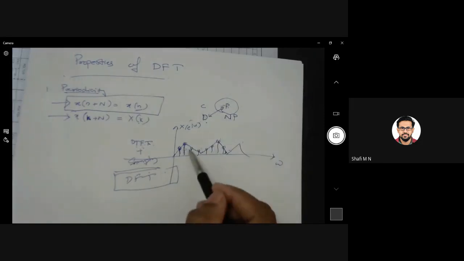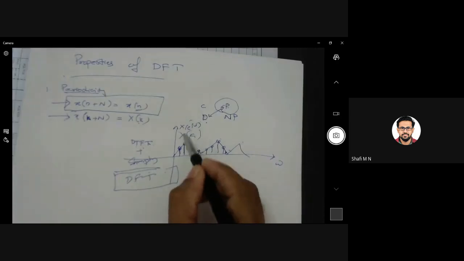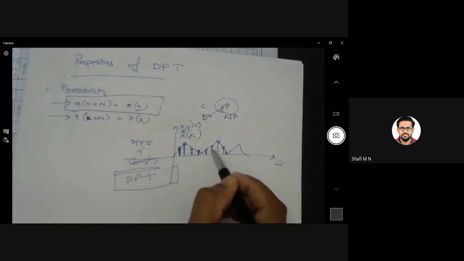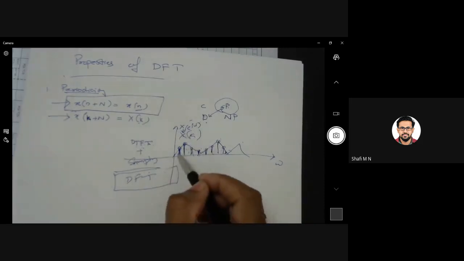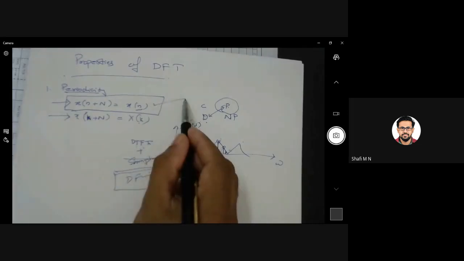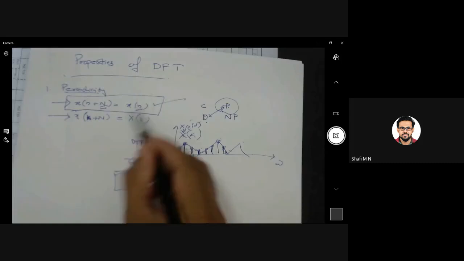So when you discretize your x of e power j omega and call it as x of k, x of k is these samples that are shown. This is x of k. So when you do this process, the equivalent effect in time domain is what? It will become periodic, and the period will be capital N. That is why, when N is less than 4 or so, this overlaps.